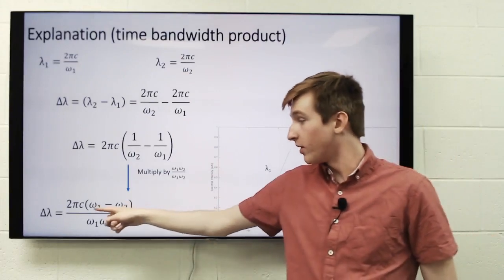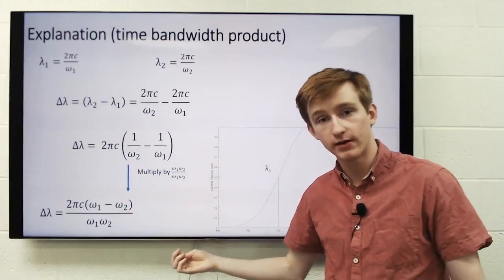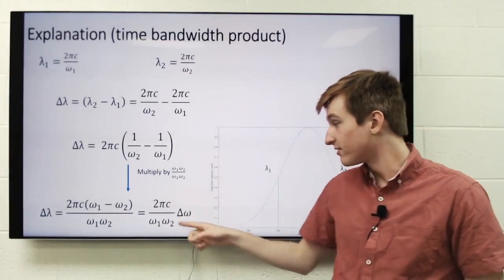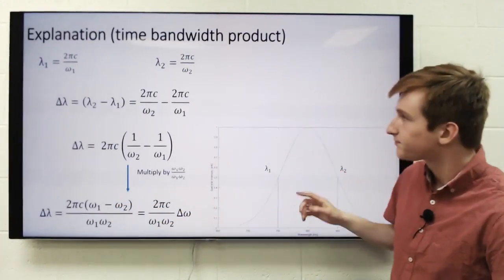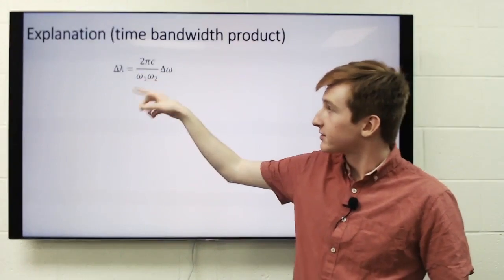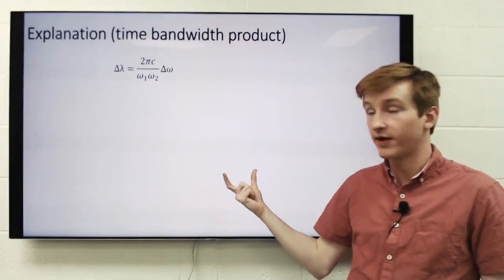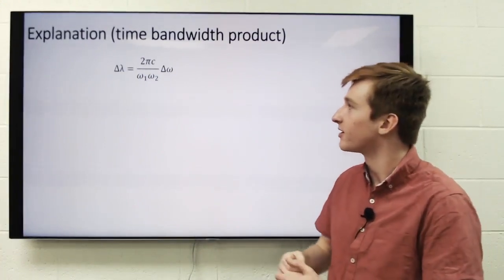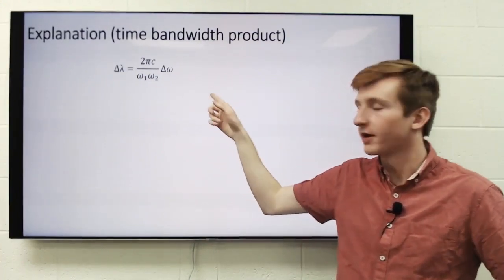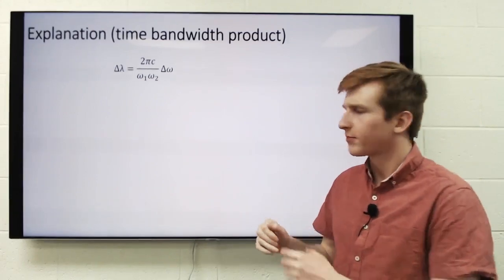But notice how omega 1 minus omega 2, that's just delta omega, right? So now we have, this is now delta omega. And so we have this, right? So now we have this. Delta lambda, the full width half max in wavelength, is equal to delta omega, times 2 pi c divided by omega 1, omega 2. This is good, right? Because we need this for the time bandwidth product. So now we're going to make an approximation.